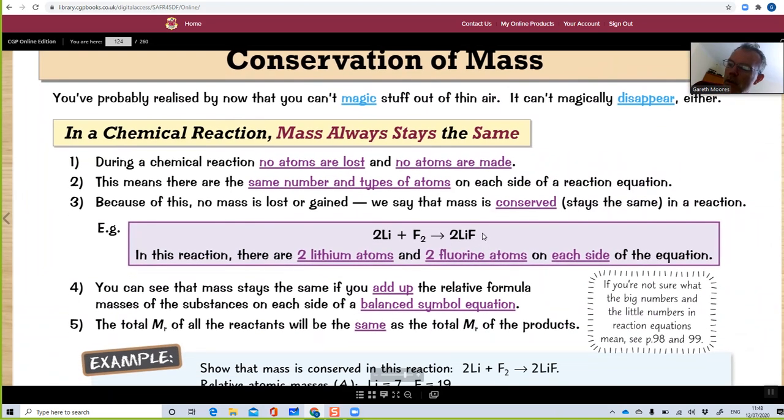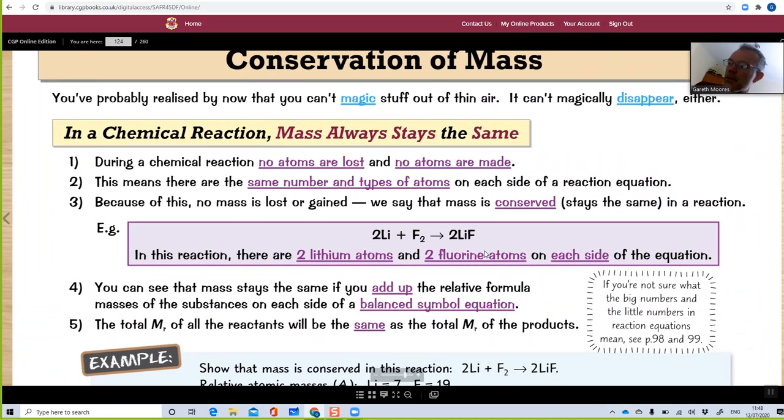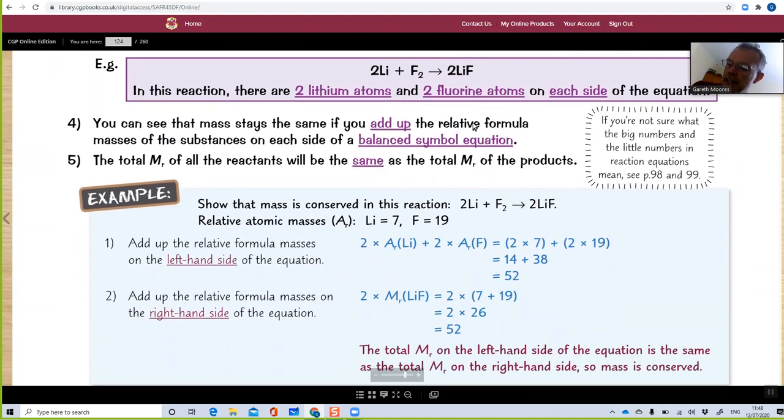Okay, then we looked at conservation of mass. We did some experiments with conservation of mass. We talked about how if you have the reactants at the start, here's an example, lithium and fluorine makes lithium fluoride, look all nice and balanced. If you weigh the mass of these and the mass of that, it should be the same on both sides. The mass is conserved. The mass before the reaction is always the same as the mass after the reaction.